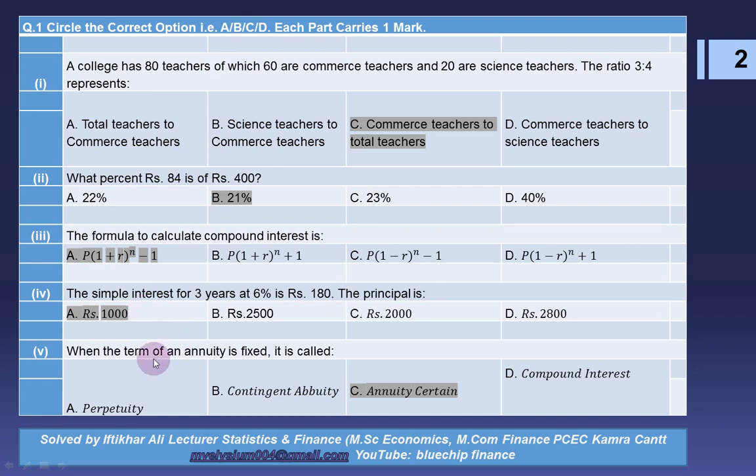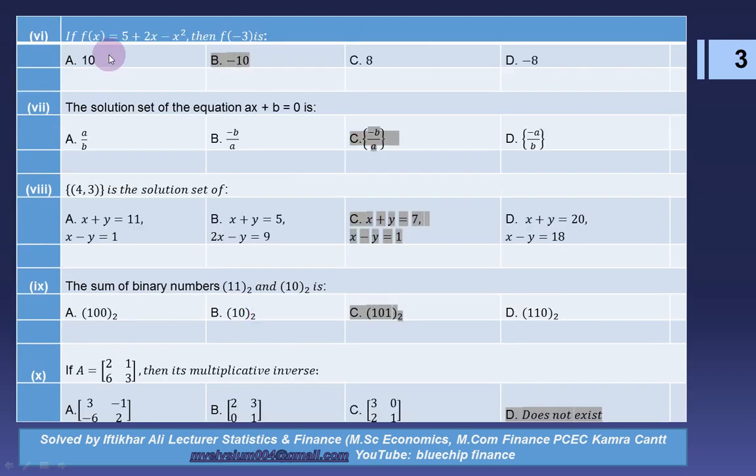When the term of an annuity is fixed, it is called annuity certain. If function of x equals 5 plus 2x minus x square, then function of minus 3, correct option is B, minus 10. Just simply put the value of x into the equation and solve it.